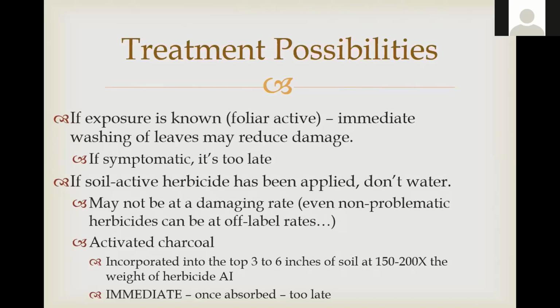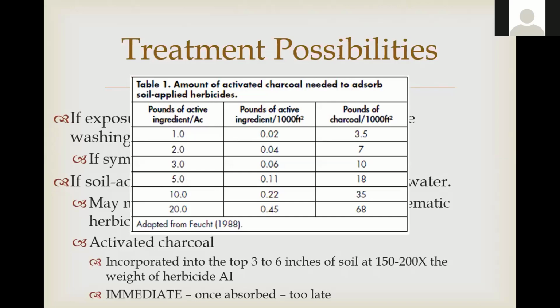And they may be metabolized by the herbaceous vegetation that's on the ground, and by the time you actually get enough rain on the ground to push that herbicide in, it may not be as big of an issue as it was before. That said, don't forget, even non-problematic herbicides, quote unquote, can be problematic once they get to a certain level. The other most common applied treatment, from an ameliorative standpoint, is going to be something like activated charcoal.